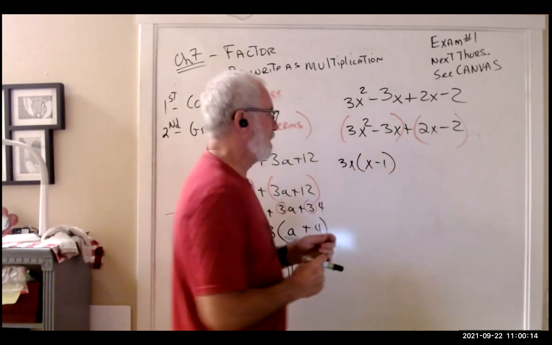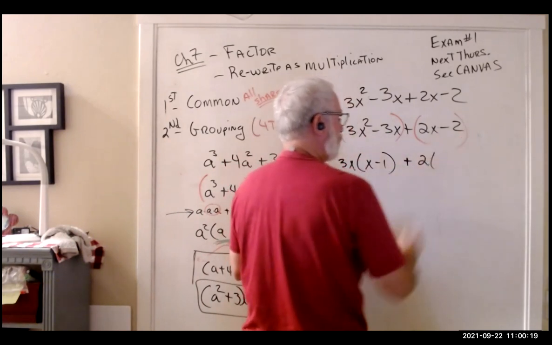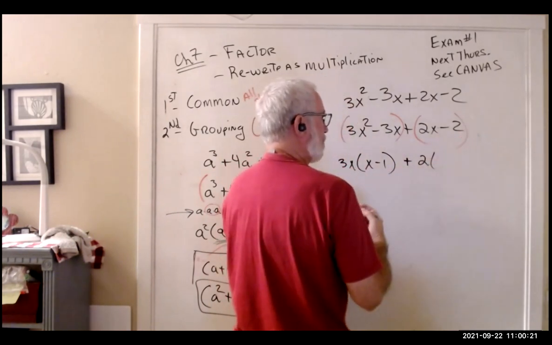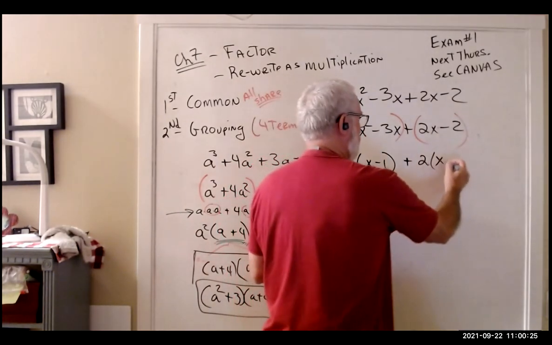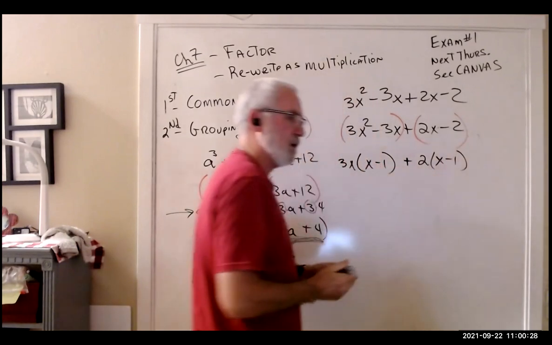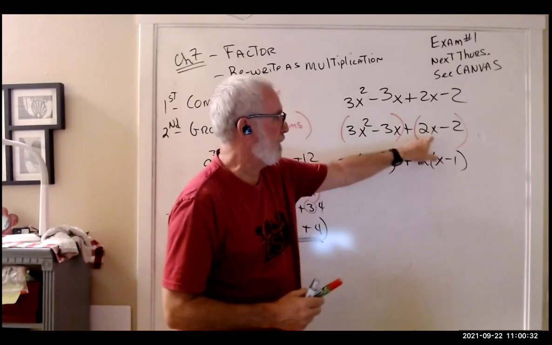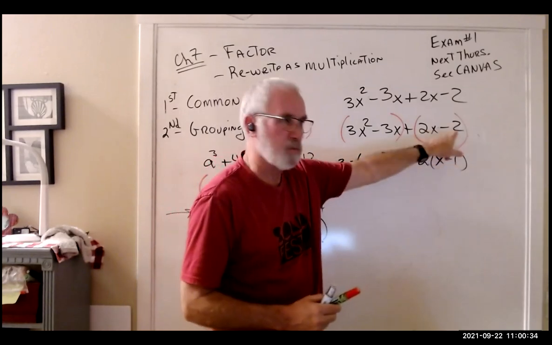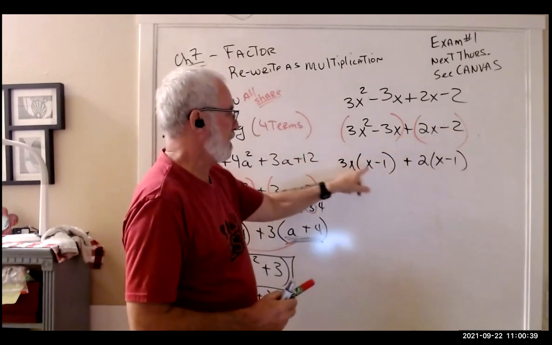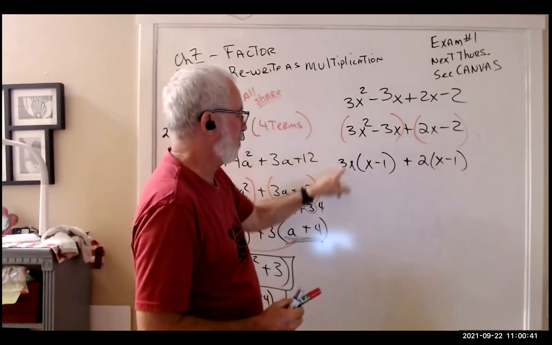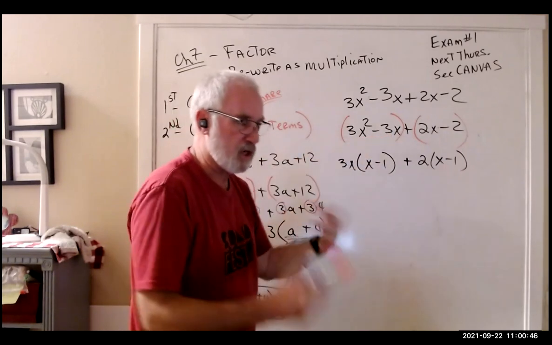Plus, here we can take out a 2, factor out a 2, or divide out a 2, it doesn't matter, but the point is it still leaves x minus 1. Again, check your work. 2 times x is 2x, 2 times minus 1 is minus 2. 3 times x is 3x squared. 3 times minus 1 is minus 3x. So you just keep checking your work.